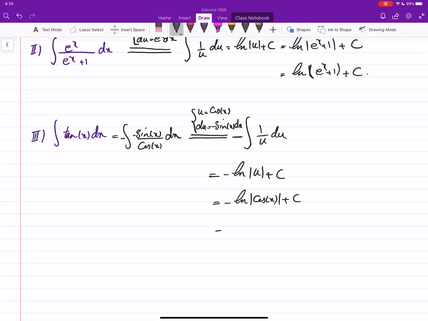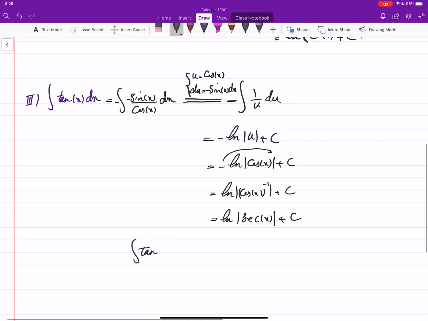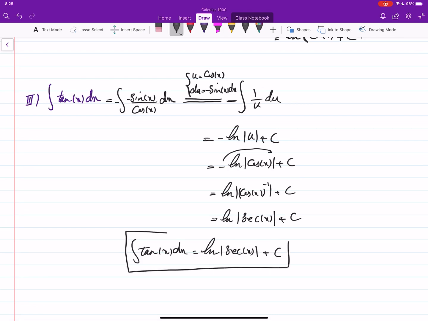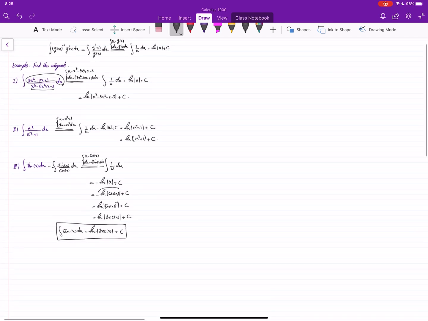Well, you can work a little bit more. You can take this minus in, so ln of the absolute value of cosine x to the power -1 plus c, but that is the same thing as ln of the absolute value of secant x plus c. So this is one of the items that you can add to your table of integration: the integral of tan x is equal to ln of the absolute value of secant x plus c. Well, this was another case that happens a lot, so it is better to do more examples and learn how this substitution works.